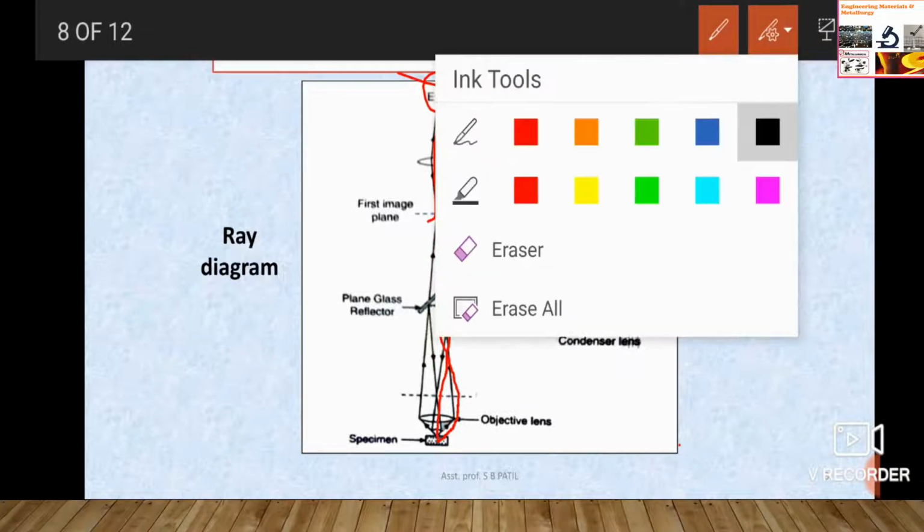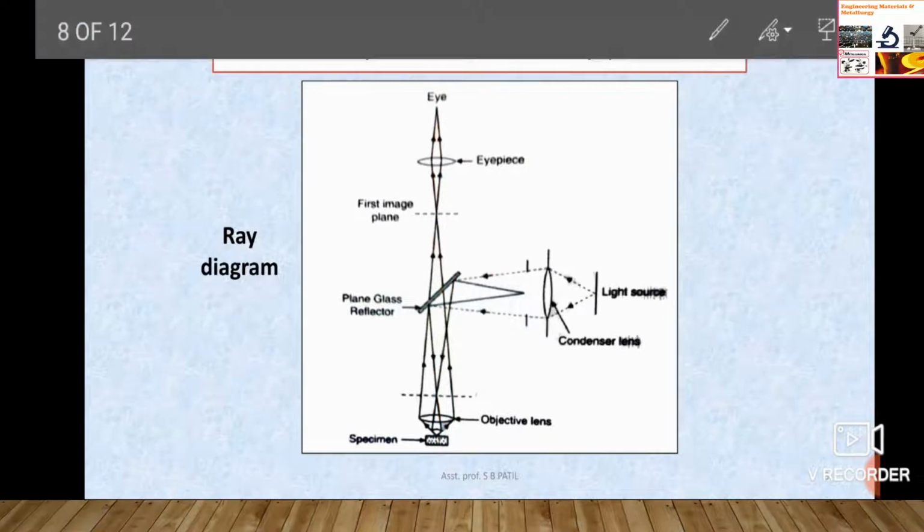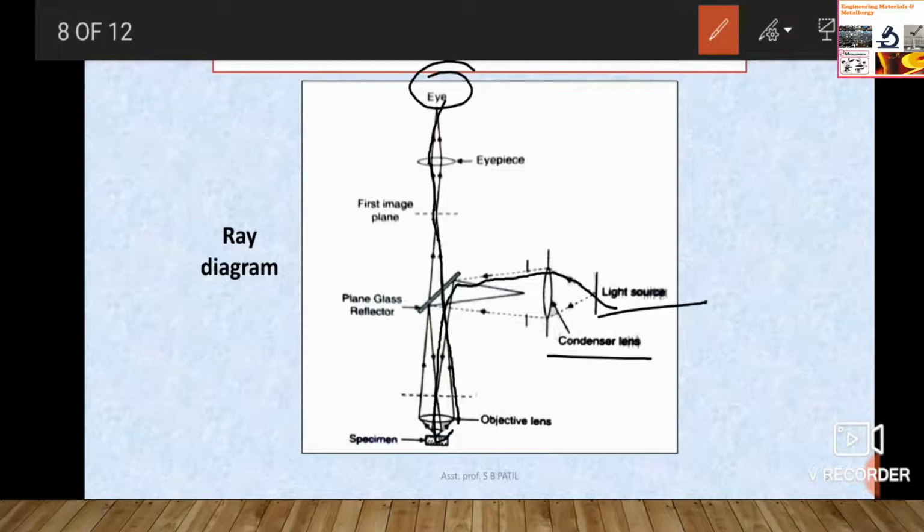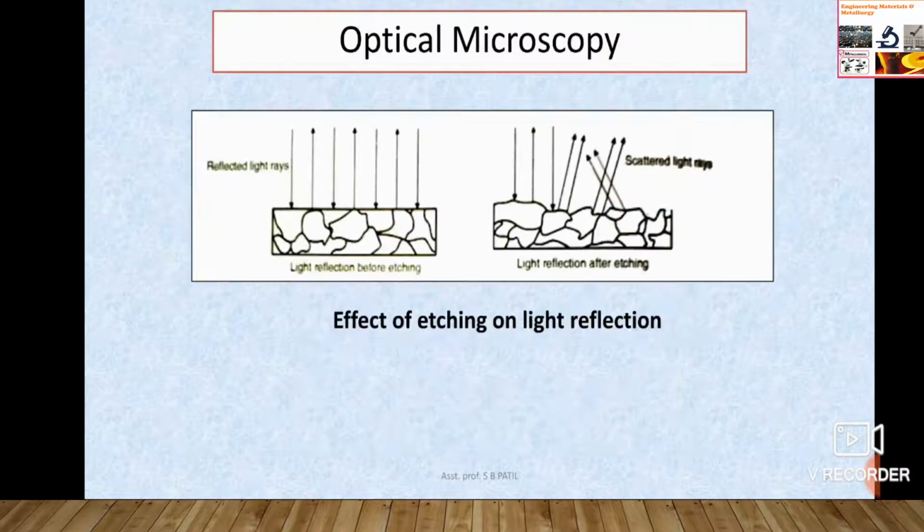Again I repeat: from the light source to the condenser lens here, then to the glass reflector, then from the glass reflector to the objective lens, to the specimen, then from the specimen again to the objective lens, and again from the objective lens to the glass reflector, then it goes to the eyepiece, and through the eyepiece we will see the image with our eyes. Okay, so this is the ray diagram for the optical metallurgical microscope.